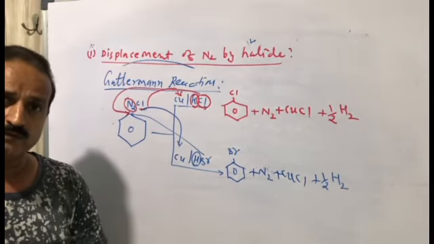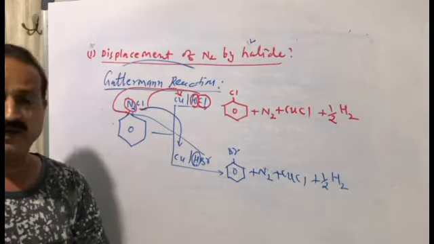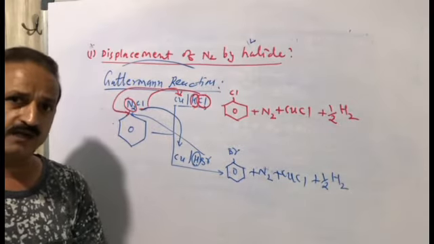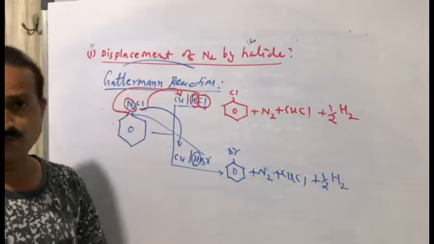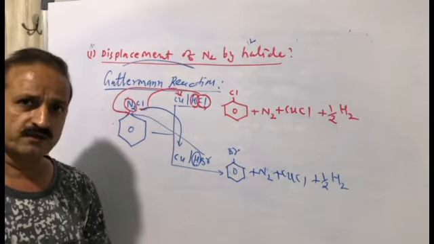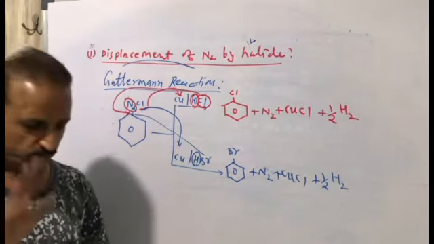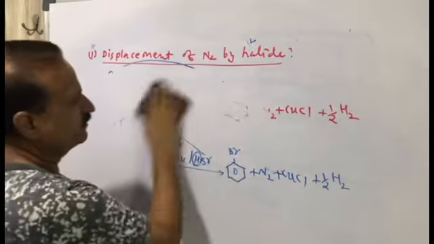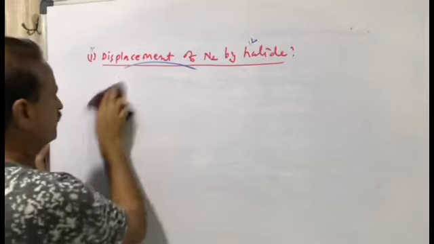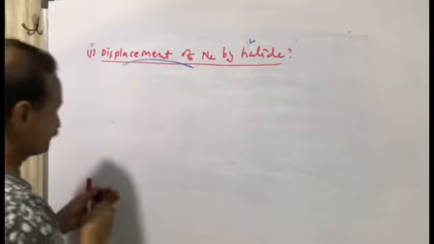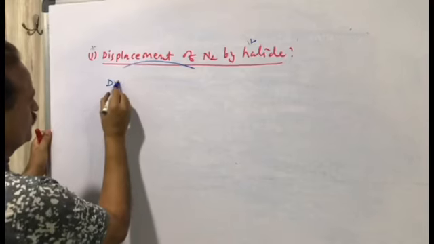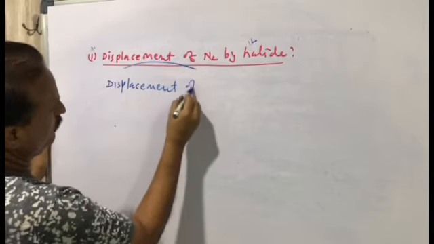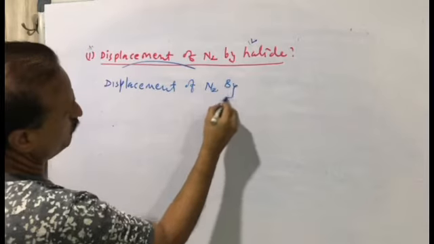Now displacement of dinitrogen by iodine or iodide, and we are having another reaction by fluoride. Two reactions we will discuss, then after that we will finish our lecture. So now another reaction, displacement of N2 by iodide.